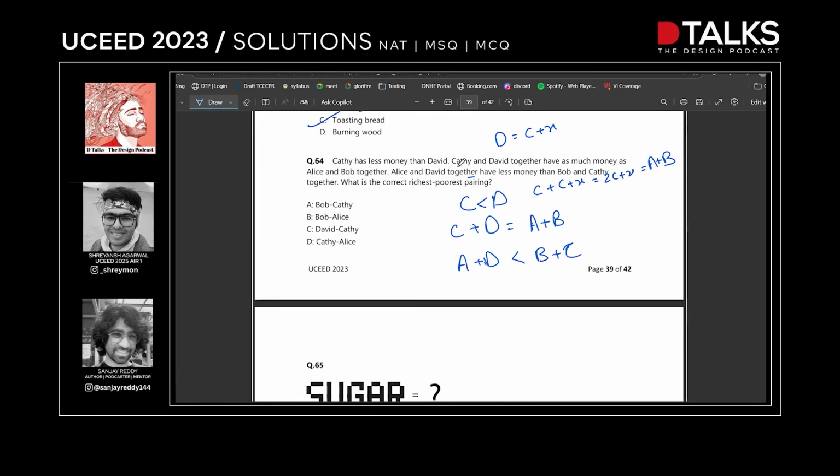And A plus C plus X is less than B plus C. C gets cut on both sides. So A plus X is less than B.